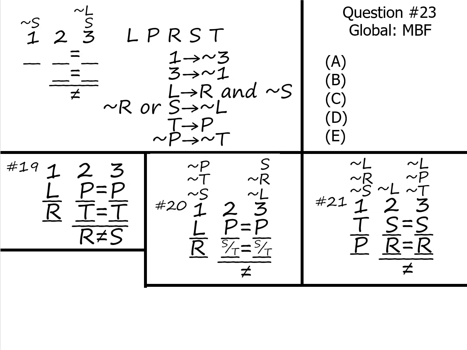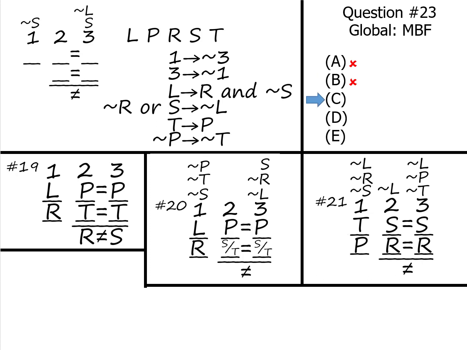So answer choice A says that L and R are the only kinds of flowers in bouquet 1. We've actually seen that before. That was part of the correct answer to question 19. So since we've seen it before, we know that it could be true. So it's not something that must be false. Answer choice B says that P and T are the only kinds of flowers in bouquet 1, which we've also seen before in question 21. Bouquet 1 has T and P.